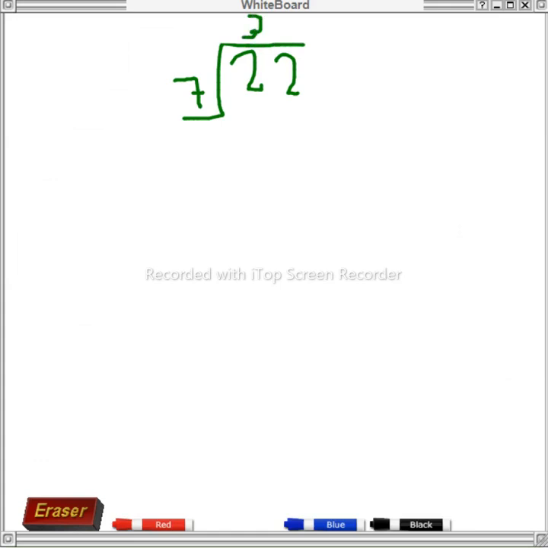3 times 7 is 21. When we subtract 21 from 22, we get 1. 1 is not divided by 7, so we put a dot here and give 0. Then 10 divided by 7, we will get 1. 1 times 7 is 7. When we subtract 7 from 10, we get 3.